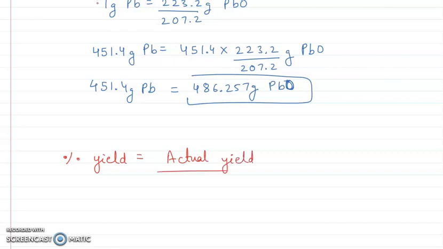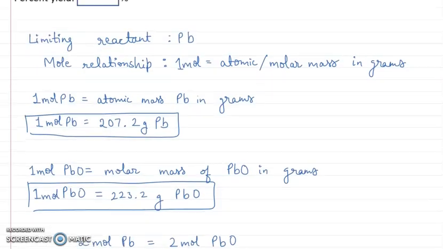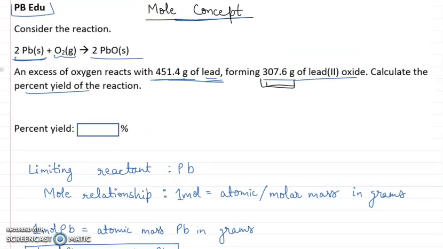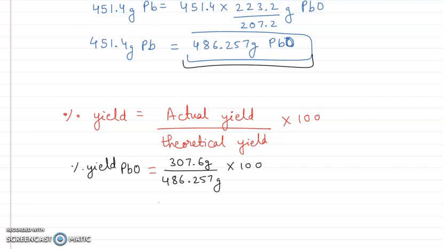When we do an experiment in the lab, we get the actual yield, and the theoretical yield is what we have calculated by the balanced chemical equation. So we have to put both the values here and multiply by 100 because we have to calculate the percentage. So the percentage yield of the product, here the product is PbO. We are given the actual yield, that is 307.6 gram of lead oxide, and the theoretical yield is this one, 486.257 gram, multiplied by 100.